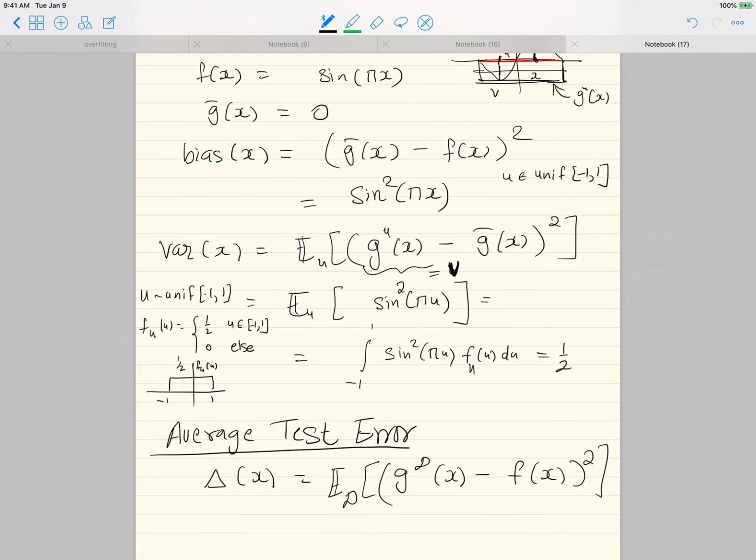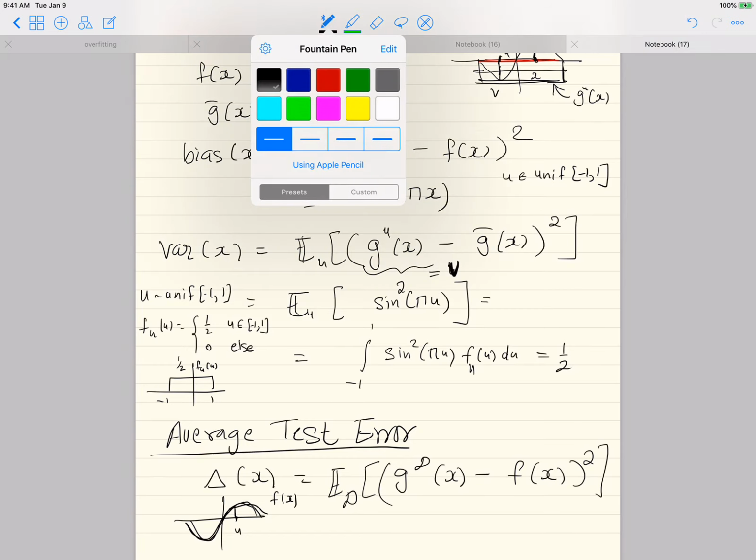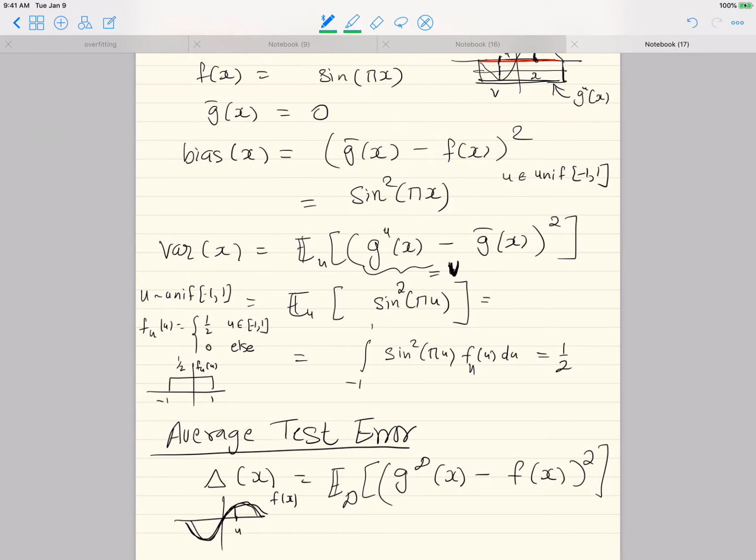So what is going on here is that if this is f of x, and your output, say this is the u that you get, and this is the v, so your output is this line. This is your output g.